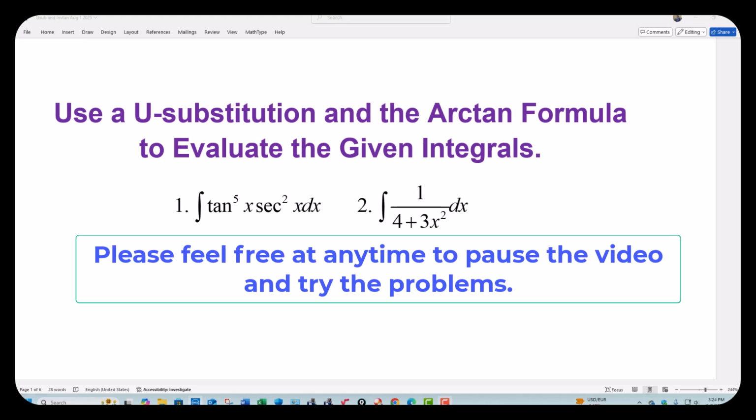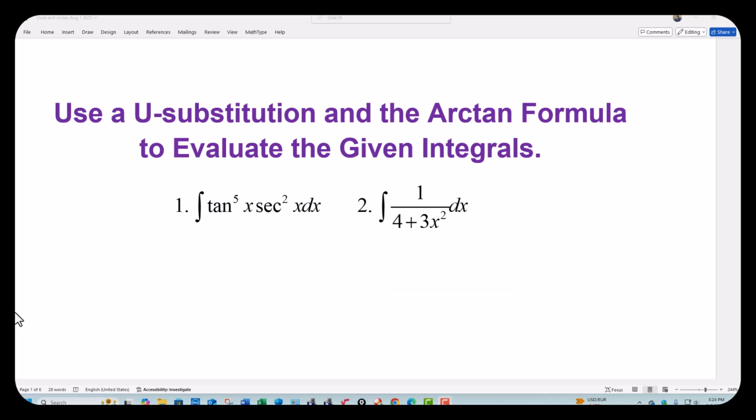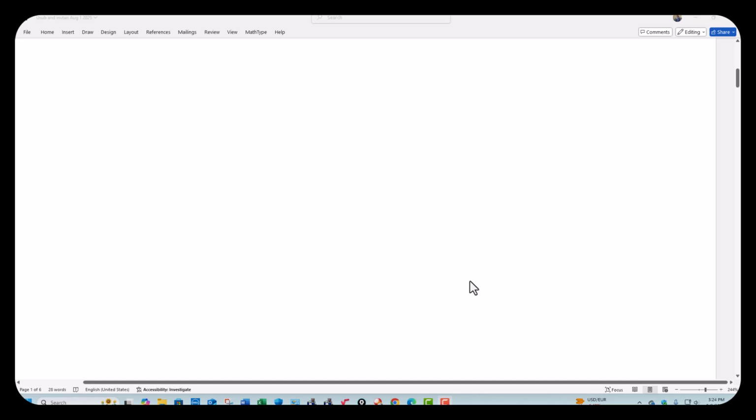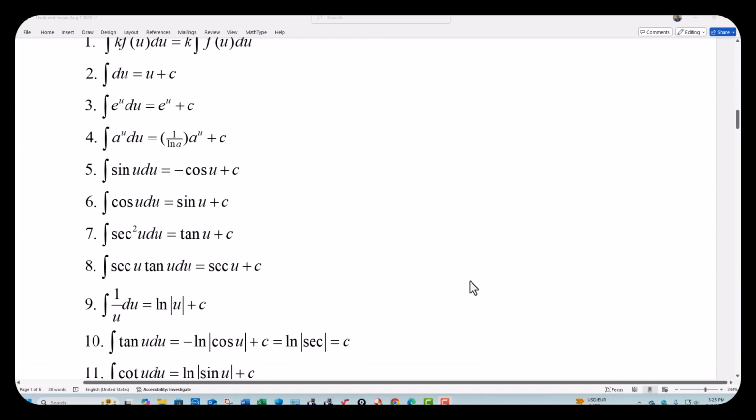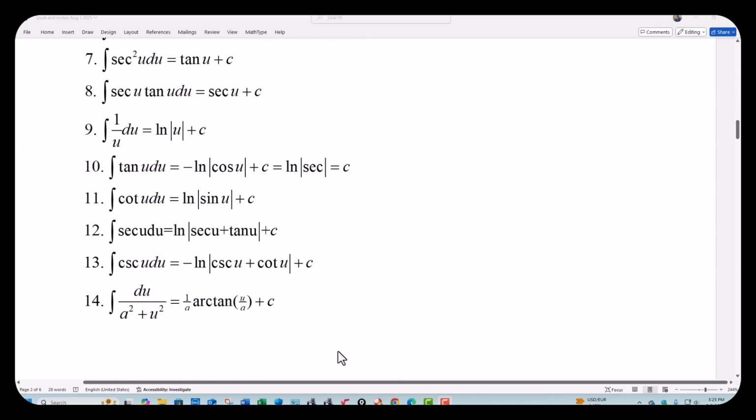In this video, we're going to use the u-substitution and the arctan formula to evaluate these two integrals here. Got a trig integral here and one with a rational integrand here. So, of course, the standard u-substitution you should be familiar with. And when I say arctan formula, we're talking about this one here, number 14.